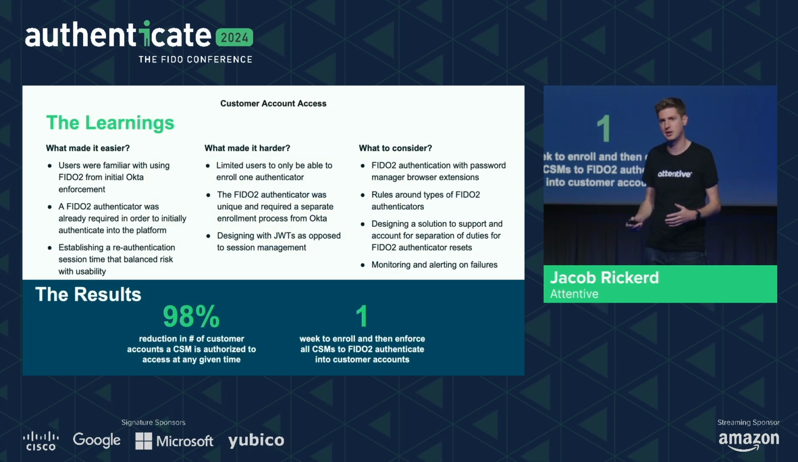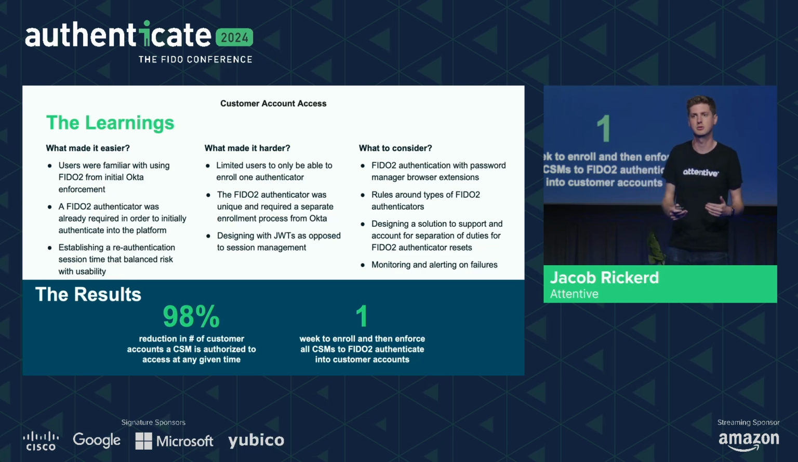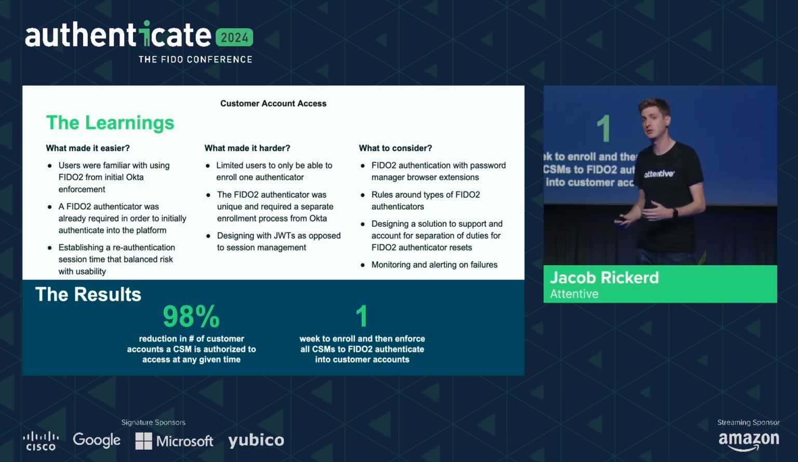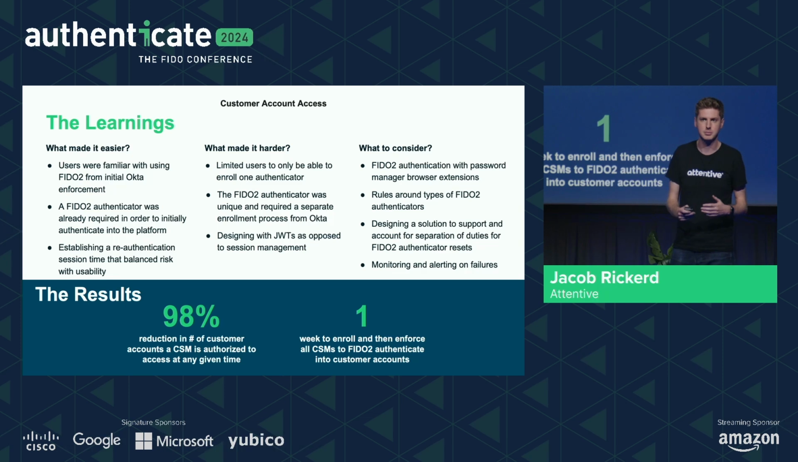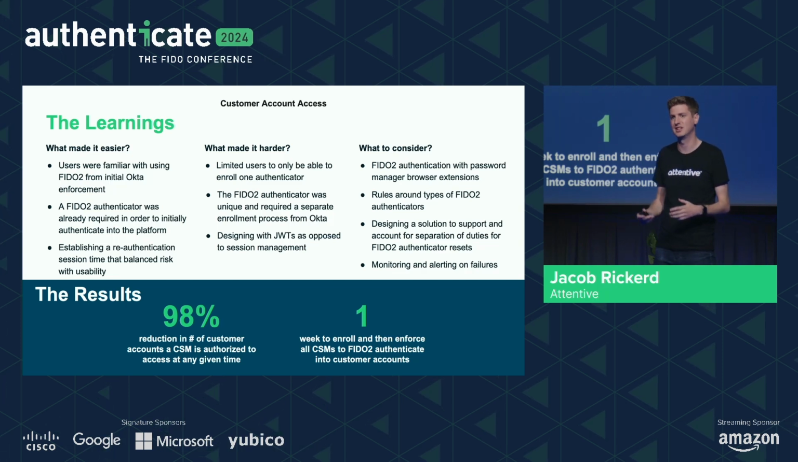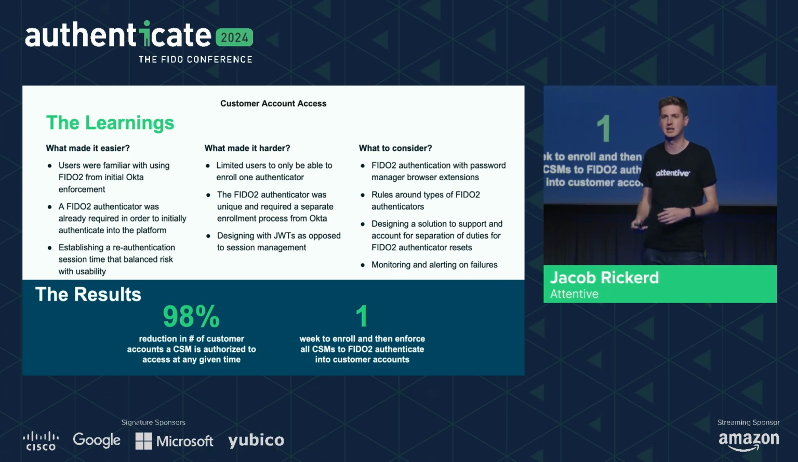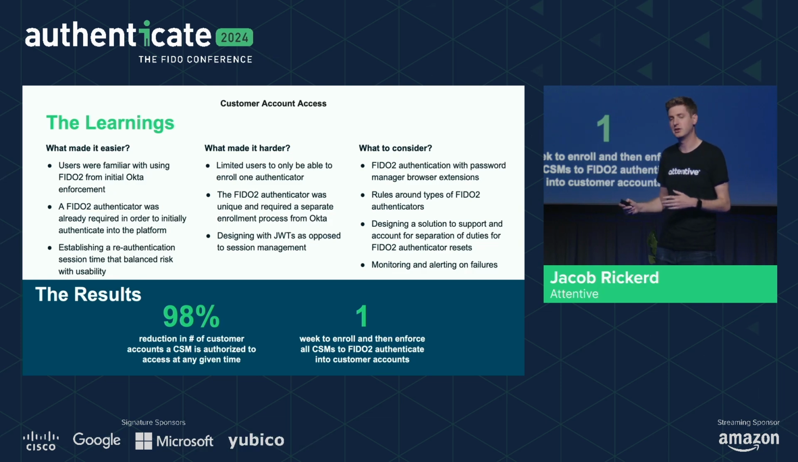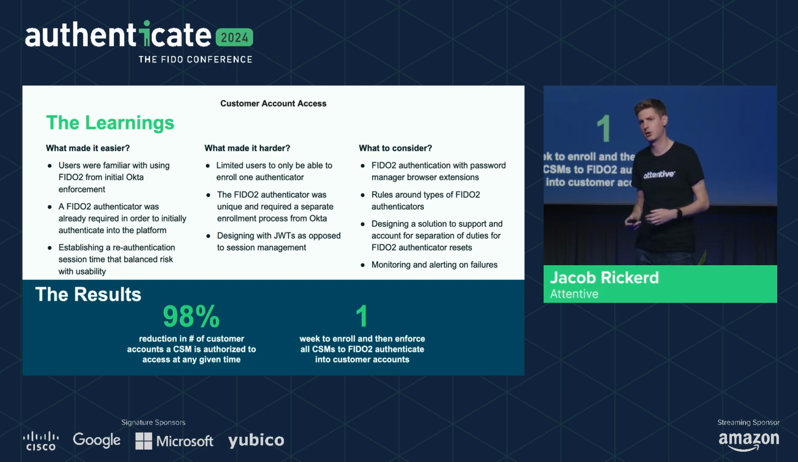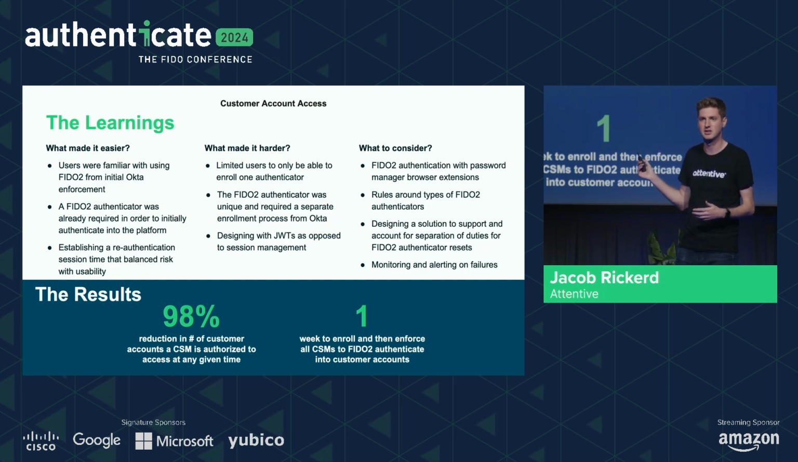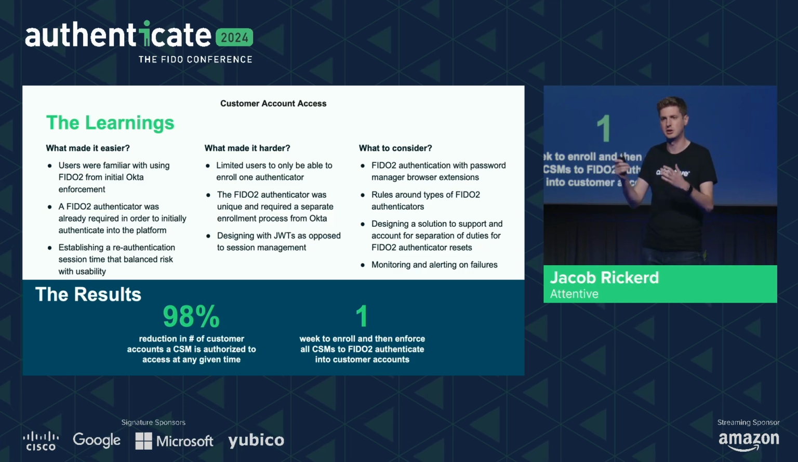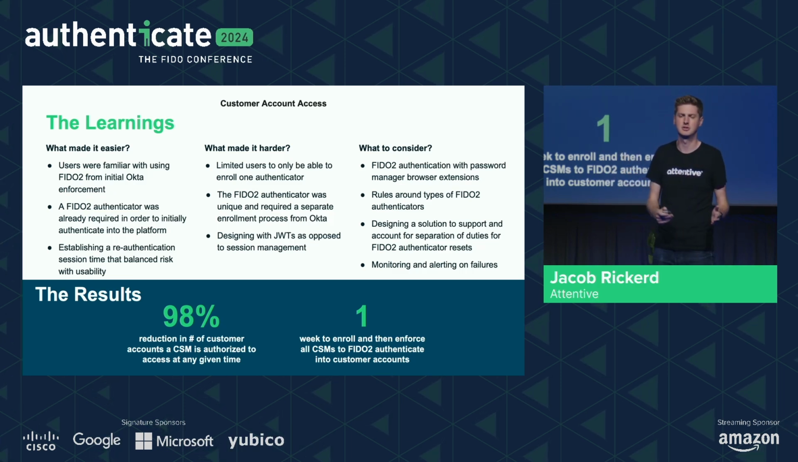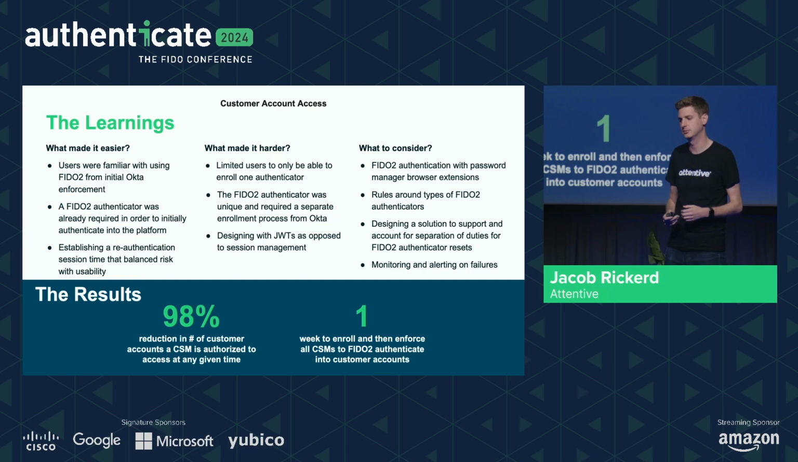But this was massively successful in reducing the blast radius if one of our CSM sessions was stolen or compromised. This resulted in a 98% reduction in the amount of accounts that a CSM has access to at any given time. And that's because some stuff that made this easier was the fact that we already rolled out FIDO2 to the entire company in the process that Carly talked about earlier. Additionally, they already had to use a passkey in order to log into the system when getting into the UI, so it wasn't too much of a stretch to just do a reauth for the sensitive action.